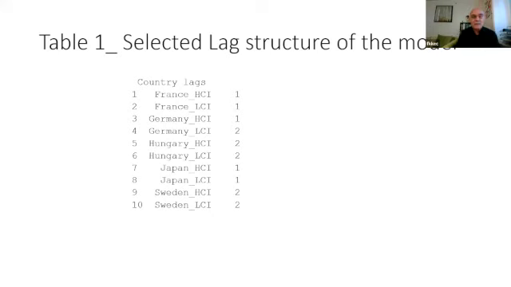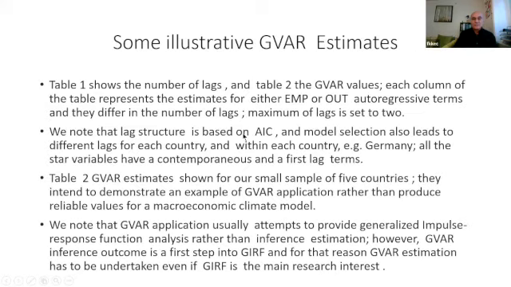So you have, you know, 1 lag for France, but for example for Sweden, for Germany, and for Hungary, we have 2 lags. And it is also more flexible in that even within each country, the lag structure could differ. For example, for Germany, on the high emission and low emission, the lag structures are different. So the table shows the estimates for the 5 countries in the sample.